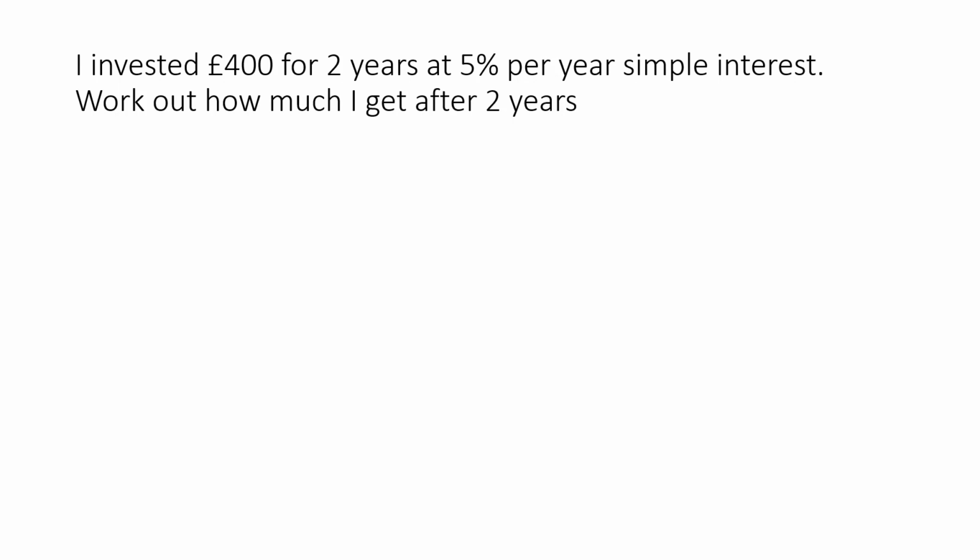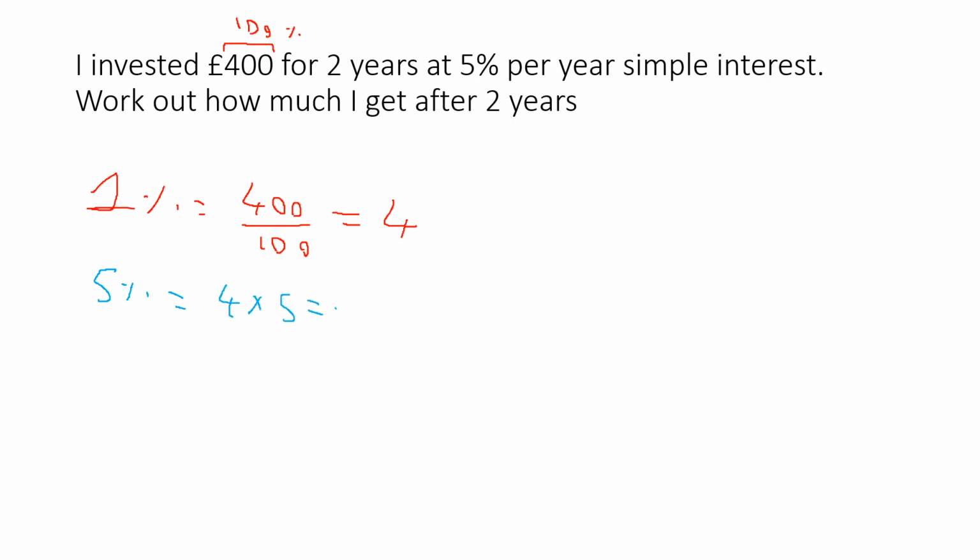So let's start with simple interest. I invested £400 for 2 years at 5% per year simple interest. So how much money will I have after 2 years? The simple interest is very easy. All we need to do is work out what 5% of 400 is. So 5%. Remember what we did in the previous videos? If this is my 100%, then 1% is 400 divided by 100, which is equal to 4. And 5% is equal to 4 times 5, which is equal to 20.